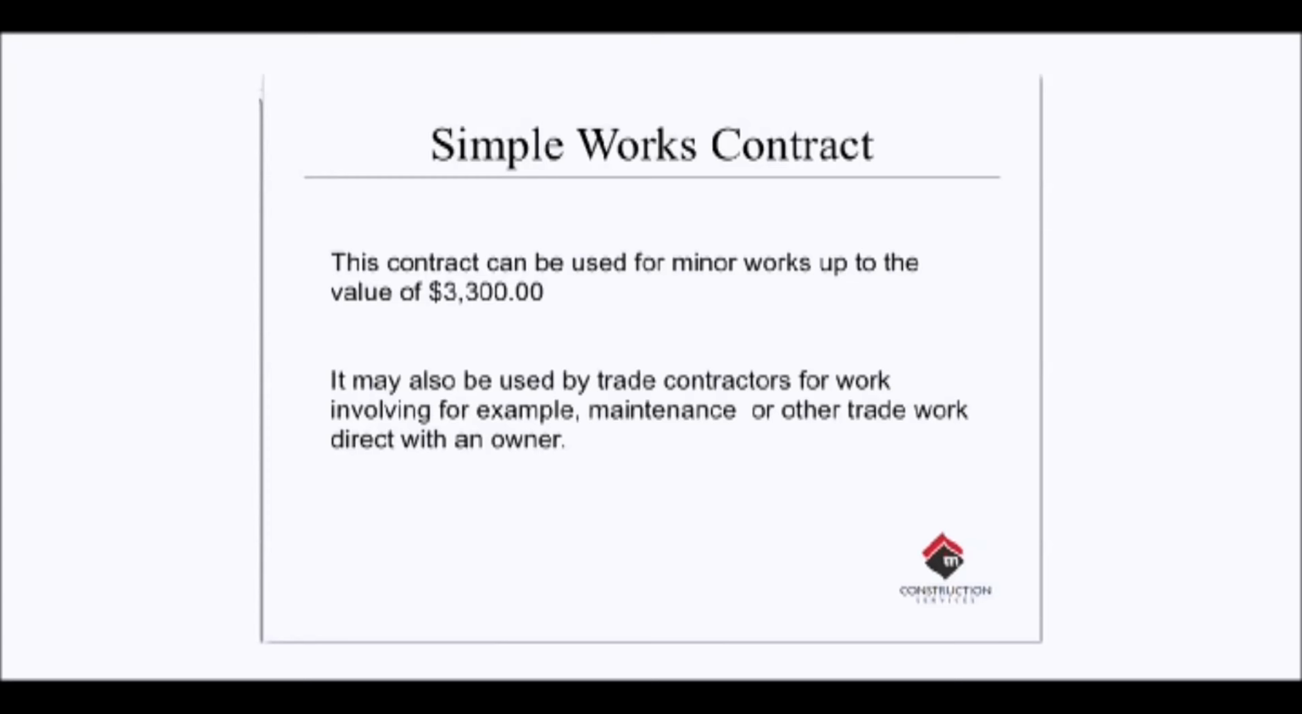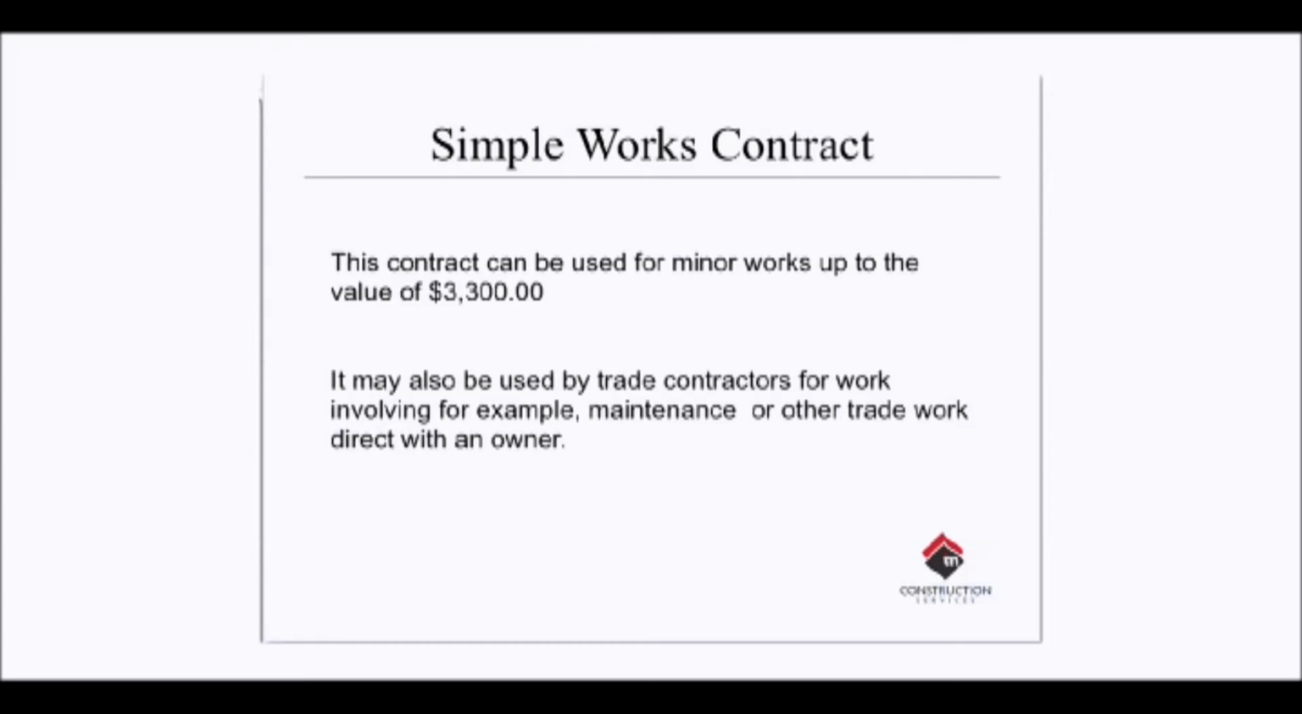Some of you guys should be using one of these right now. Simple Works Contract is a simple one-page document, but in that one page there are a lot of terms and conditions that will assist you and your owner get through the building process. It is for work up to the value of $3,300.